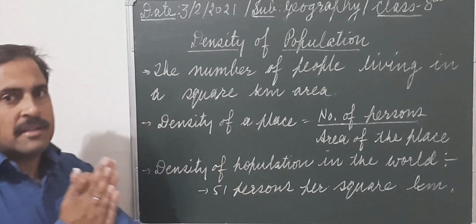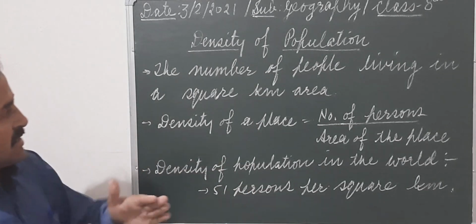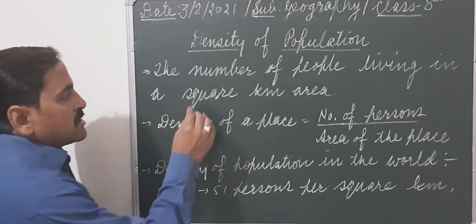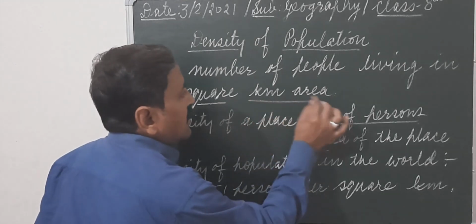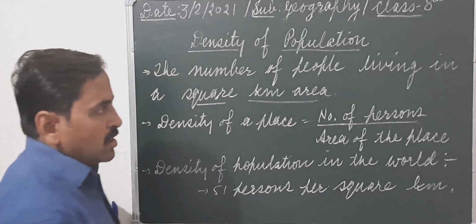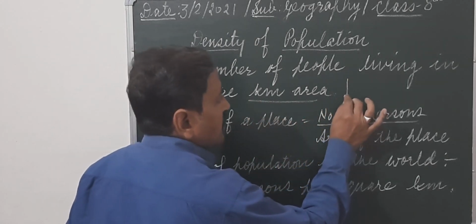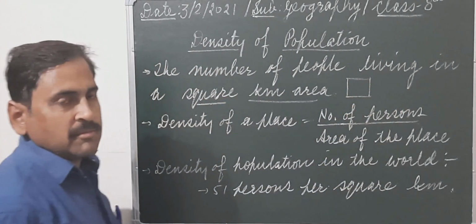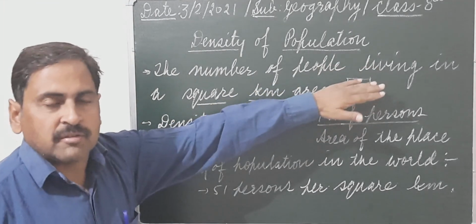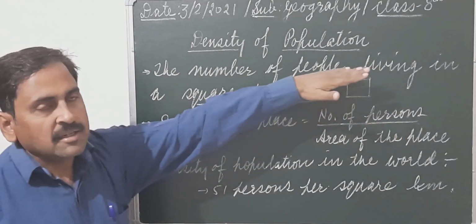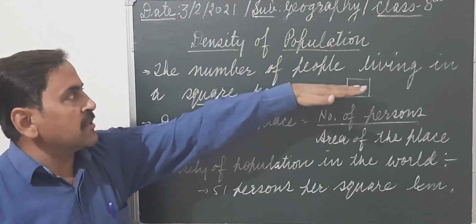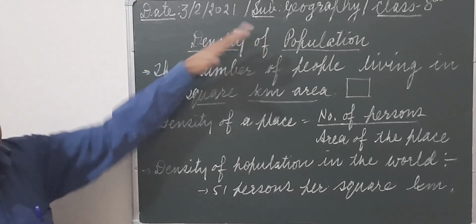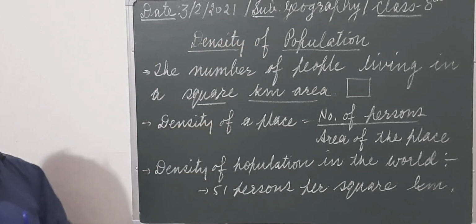We can define the density of population in this way. That is the number of people living in a square kilometer area. Square kilometer means what? 1 kilometer, 1 kilometer, 1 kilometer and 1 kilometer. The number of people living in a square kilometer area is referred to as the density of population. How can we find the density of population? There is a formula for it.